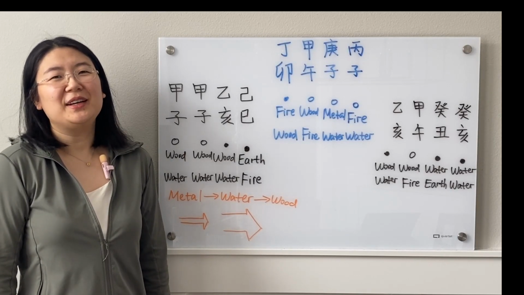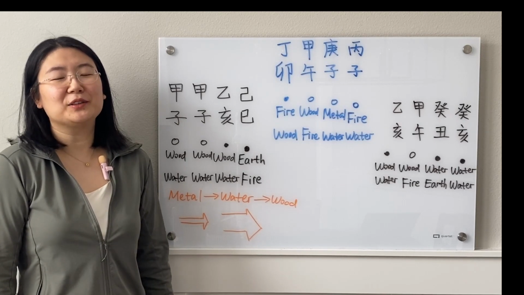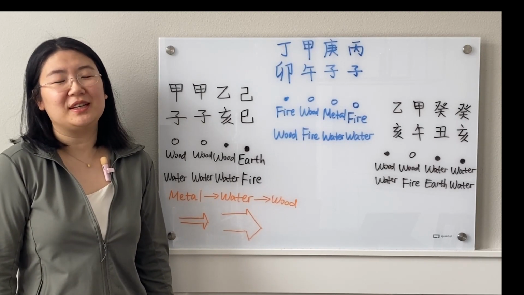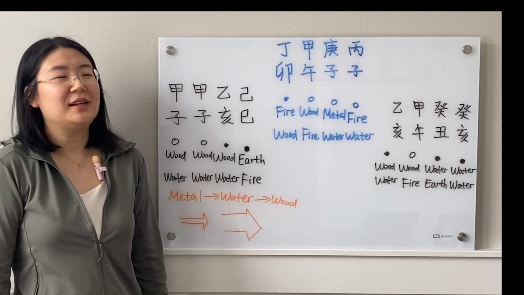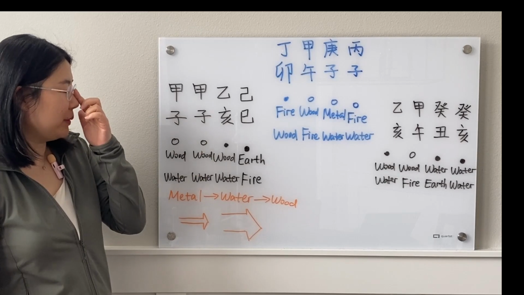In today's video, I'm sharing case studies of how to analyze favorable element if your daily master is a young wood born in the winter season. So let's take a look at the first example.